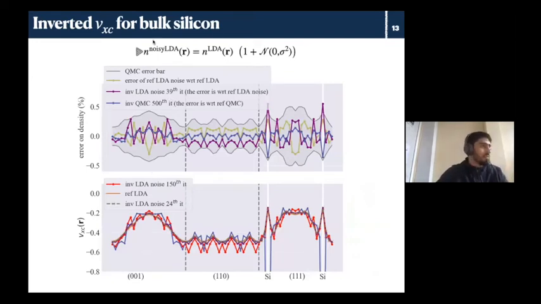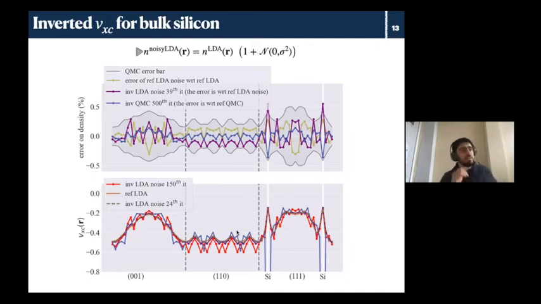And this is for two reasons. First, if we take the LDA and add Gaussian noise, the size of this noise is shown here in yellow, and you can see it is within the QMC error bar. Then we do the inversion, and we find spikes similar to the ones we found in the QMC VXC. Here the inverted LDA with the Gaussian noise is shown in red.